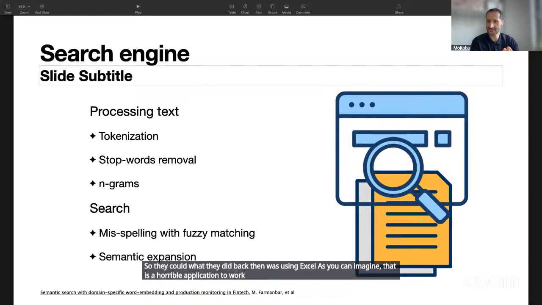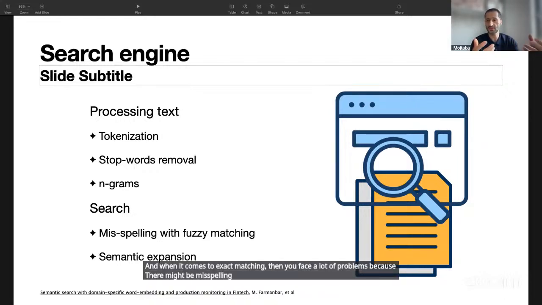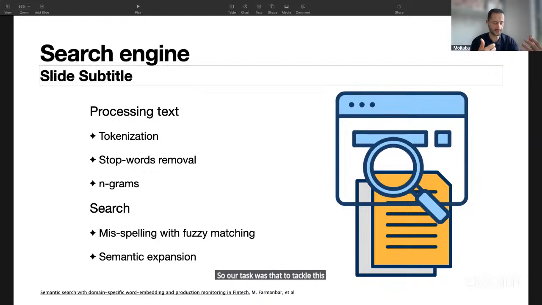Well, for this particular case, obviously, it has a lot of other usages. But when it comes to text, in order to collect a lot of issues and documents, it is difficult to work with because you need to do some exact matching. And when it comes to exact matching, you will face a lot of problems because there might be misspellings. There might be diverse words in different forms. So obviously, Excel was not the best tool for them for this particular case. So our task was to tackle this problem. So we tried to tackle it with a search engine.